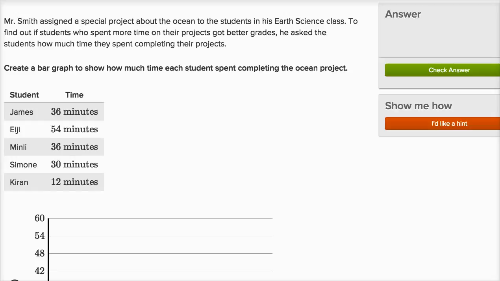Let's do some examples creating picture and bar graphs. So it says Mr. Smith assigned a special project about the ocean to the students in his earth science class. To find out if students who spend more time on their projects got better grades, he asked the students how much time they spent completing their projects. Create a bar graph to show how much time each student spent completing the ocean project.